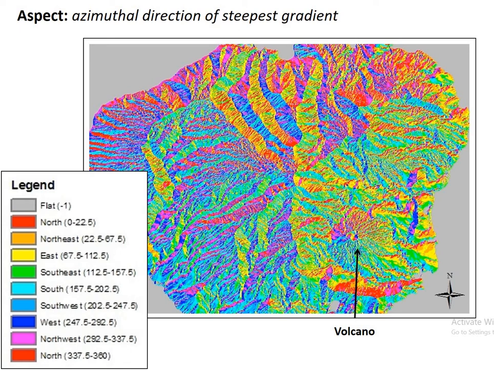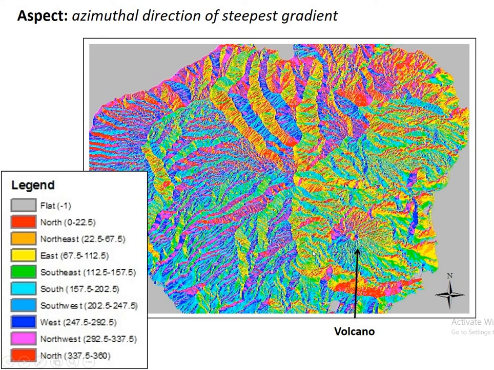In other words, if you dropped a soccer ball on a hill slope, which way would it roll? It would roll in the direction of steepest gradient. If you then turn the path of that soccer ball into a line, that line is pointing in the direction of the slope aspect. This map shows aspect. Here's a volcano. You can see the blues are pointing south and southwest. The reds are pointing north and northeast.